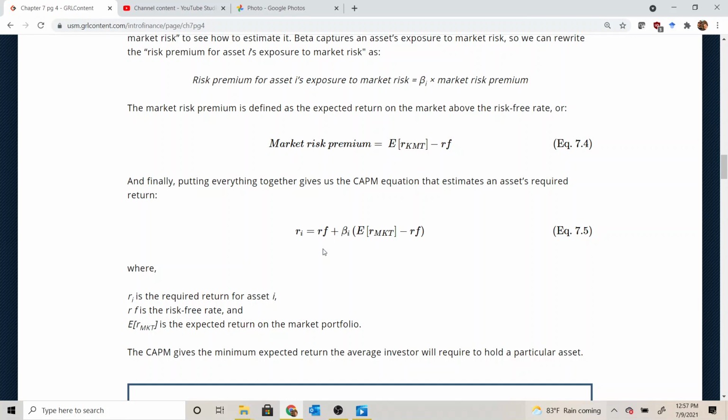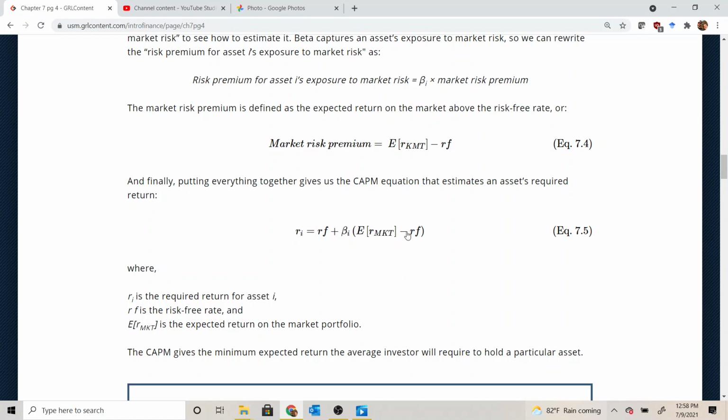Okay, putting that all together, here's what that looks like. The required return on asset I is R sub I, which is the variable we're going to use to stand for that, and it is equal to RF, or the risk-free rate, plus this last term here, which is the risk premium for asset I's exposure to market risk. We're going to take beta. Remember, that's the stock's sensitivity to market risk. What percentage change in the stock's return we can expect to see for a given change in the market's return. So we're going to take that beta and multiply it by the market risk premium. That is the expected return on the market minus the risk-free rate.